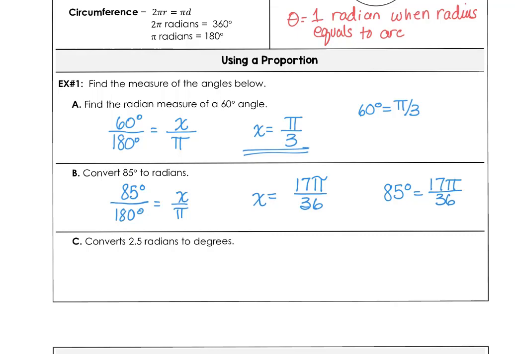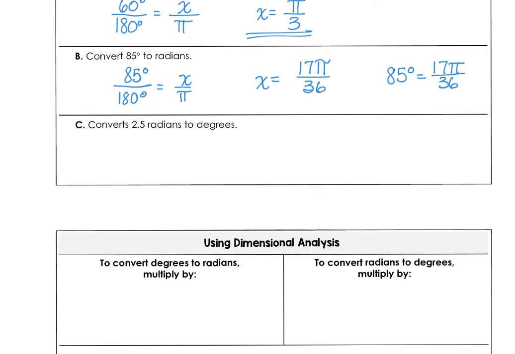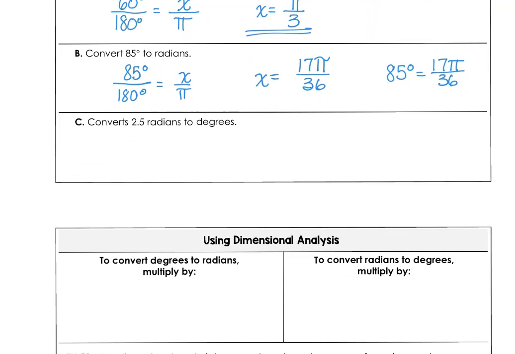And then finally, part C, if I convert 2.5 radians to degrees, using that same approach, we have 2.5 is to pi as x degrees is to 180 degrees. And here I need my calculator. So 2.5 times 180 divided by pi is approximately 143.24 degrees. So x is about 143.24 degrees. So we're using conversion factors there.